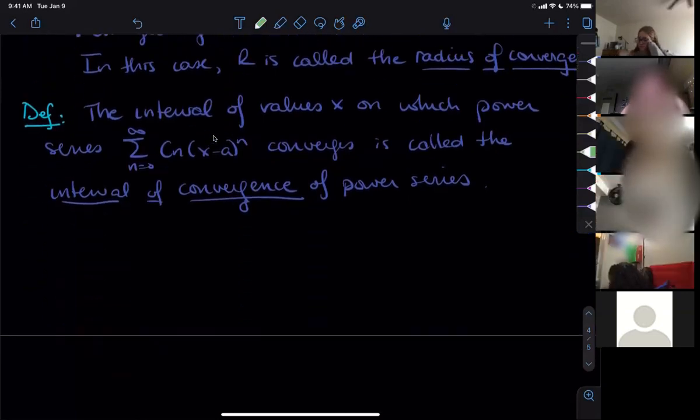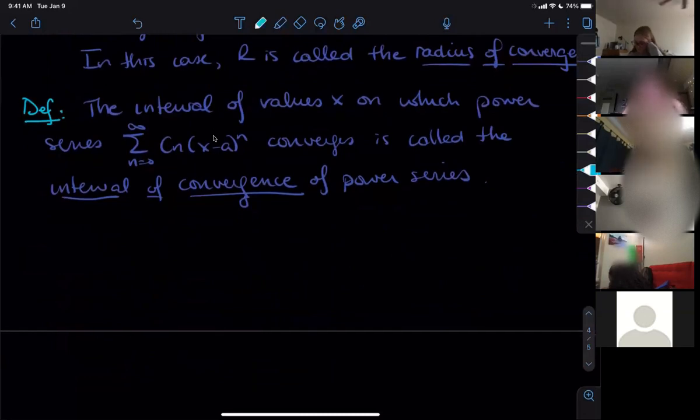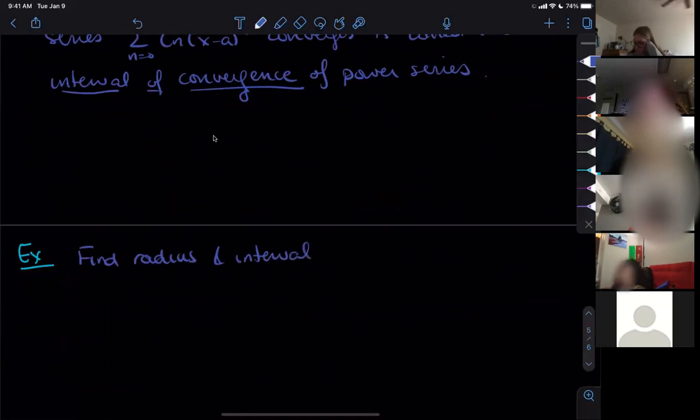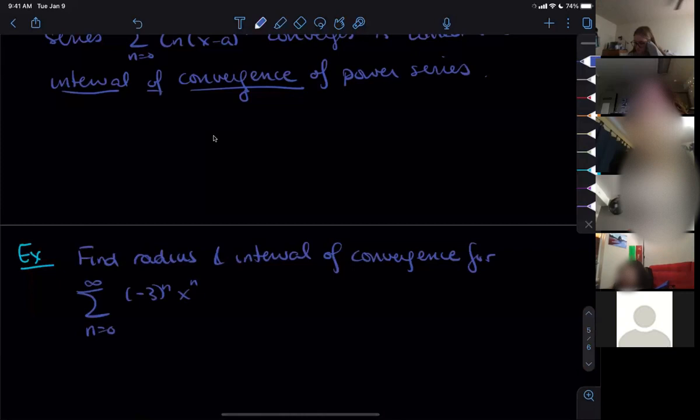How about, this is a good one. How about this example? Let's try here. So find the radius and interval of convergence for this series. Square root of n plus 1.